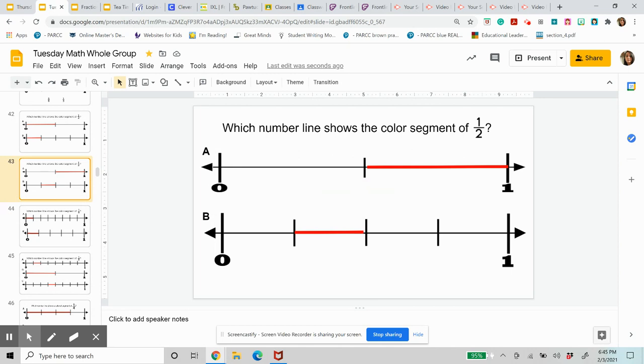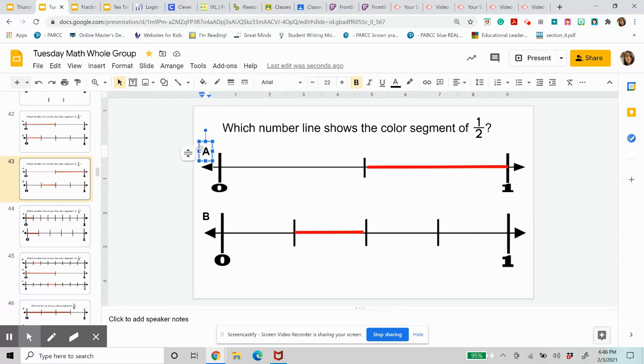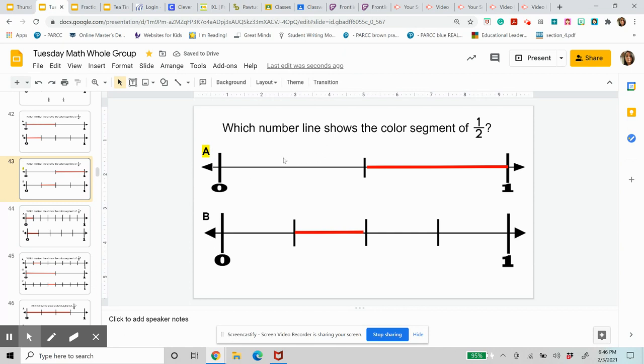Okay, so if I said to you, which number line shows the color segment half, okay? Is it number line A or is it number line B? Okay, so I'm not asking you to identify and place where the fraction would be. I'm saying which number line shows half colored, or a segment, a part, a piece of the number line that's a half. Okay, so what are you thinking, A or B? Okay, so if you said A, you are correct. I'm going to highlight A. Okay, because here we have this number line, 1, 2 pieces, right? 1 piece is colored in out of the 2. So this does represent half.